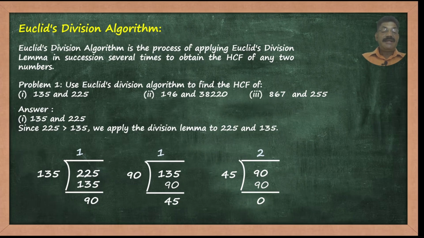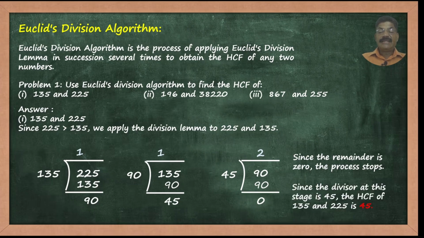Now, the remainder 90 becomes the divisor and the divisor 135 becomes the dividend. When 135 is divided by 90, you get 45 as the remainder. Therefore, 45 becomes the divisor and 90 becomes the dividend. When you divide 90 by 45, 2 times 45 is equal to 90. Therefore, the remainder is 0. Now the process stops because the remainder is 0. At this stage, what is the divisor? It is 45. So we conclude that the highest common factor of 135 and 225 is 45.